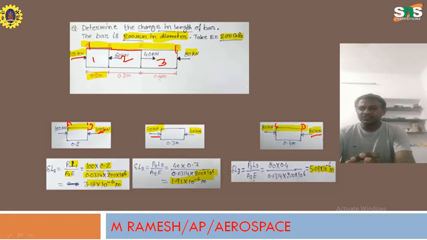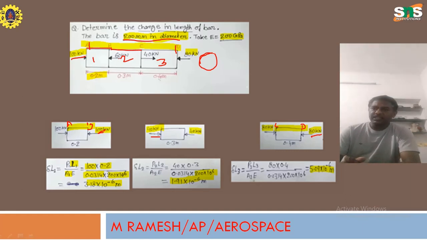So before going for that, the cross section is important. It is a uniform section, and what about the cross section? It's not given directly, but the keyword is there. What is the keyword? 200 mm in diameter. So the cross section is circular. It is 200 mm. So find the cross section area, that is nothing but pi d square by 4. So diameter you can take 200 mm.